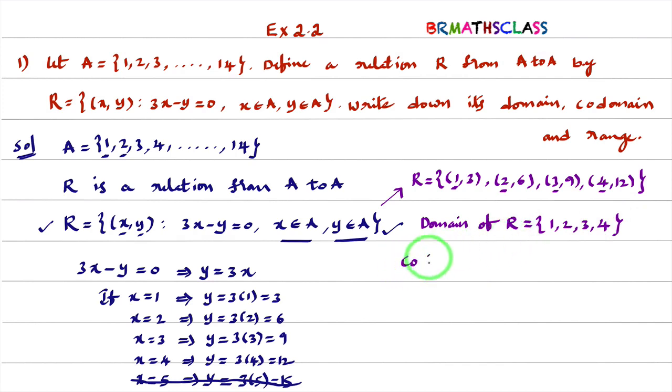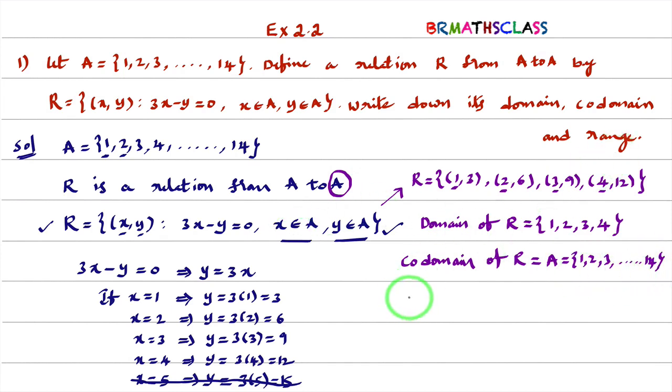Next, codomain. Codomain of the relation. From the definition of codomain, we know that here you observe R is a relation from A to A. Na? If it is a relation from A to B, codomain is set B. Here it is a relation from A to A. That means its codomain is set A. What is set A? That is 1, 2, 3 like that up to 14. This is the codomain of the given relation.